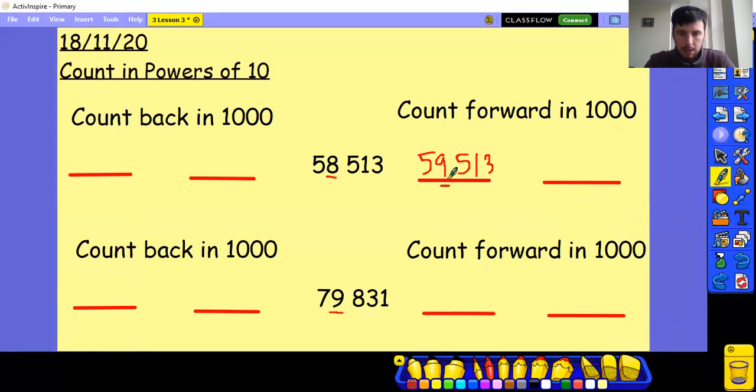So I've got a 9, which basically leaves me, like I said, with 10. But this one needs to be carried over into the next column, exactly like how you would if you were adding it. So that 59 becomes 60,000. 60,513. Notice how it's gone from 9 to a 0, and my 10,000s column has increased by 1.